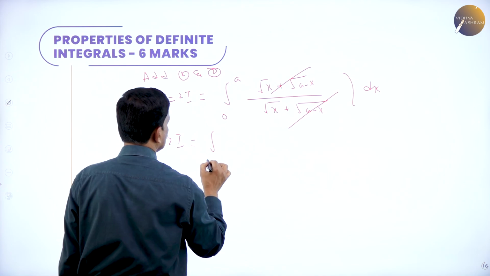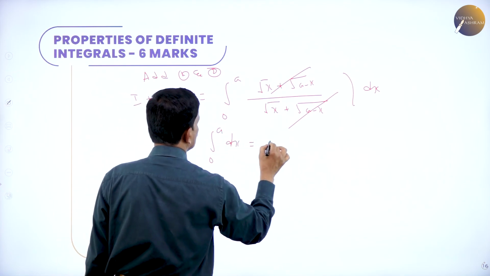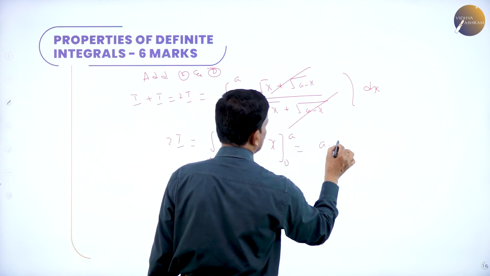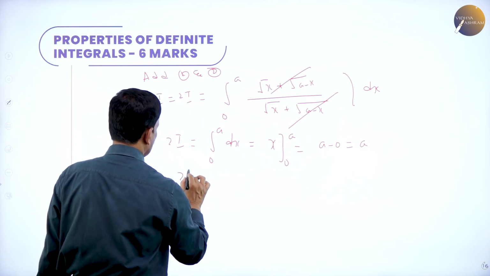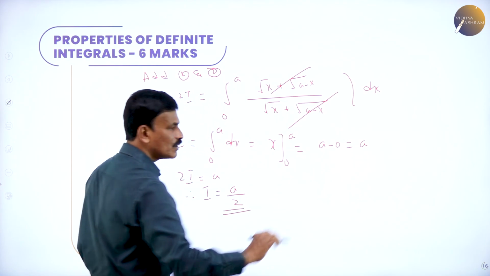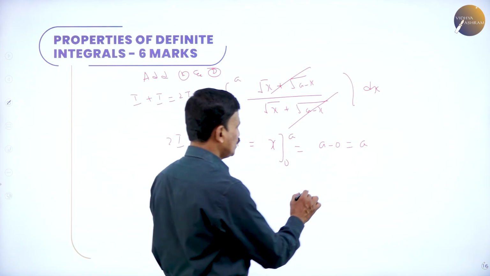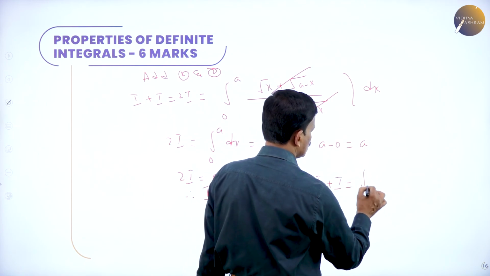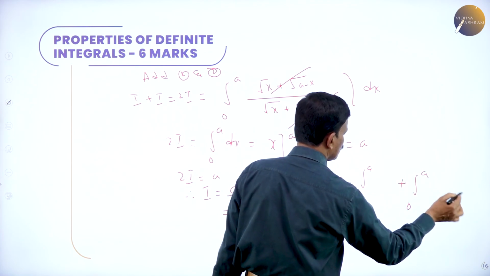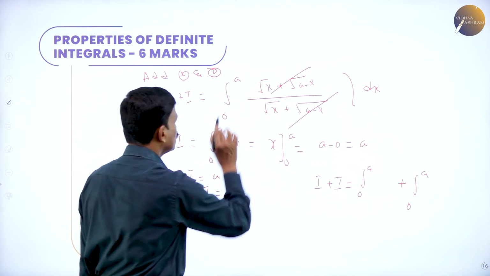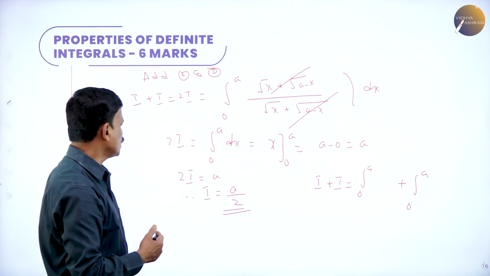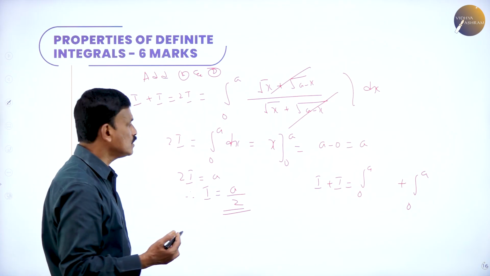2I is equal to the integral from 0 to a of dx. Integration of dx is x between limits 0 to a. If you apply the upper limit, a minus 0 is equal to a. So 2I is equal to a. Therefore, I is equal to a by 2. It's a simplified answer. That's it. So if you add equations 1 and 2, I plus I is the first integral from 0 to a plus the second integral from 0 to a. So 2I is equal to a, therefore I is equal to a by 2 is the simplified answer.